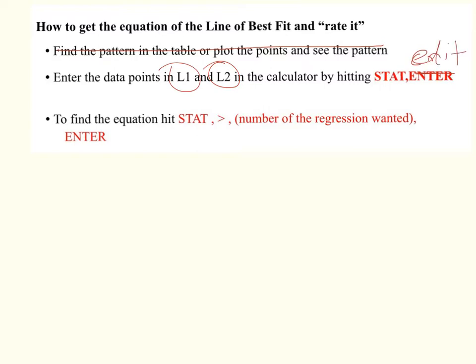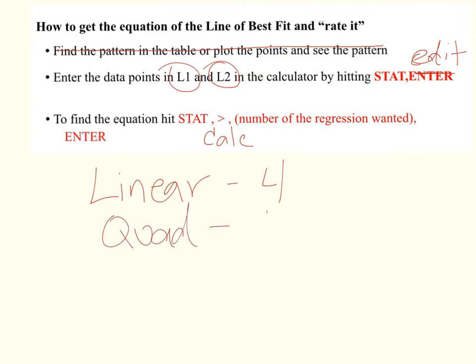To find the equation, hit stat calc, so that's what that right arrow means, and then the number of the regression. Your linear, you're going to hit 4. Your quadratic, you're going to hit 5. And your exponential, you're going to hit 0. So linear is 4, quadratic is 5, and exponential is 0. Those are what you're going to hit: stat calc 4, stat calc 5, or stat calc 0.